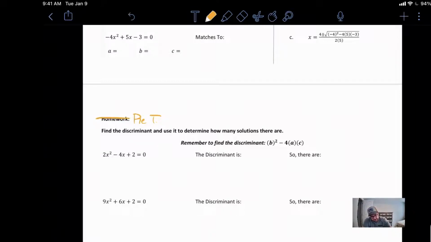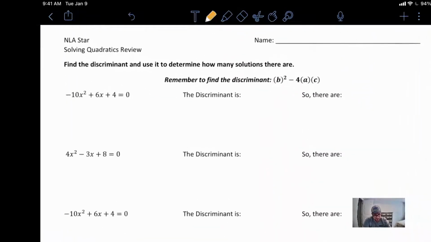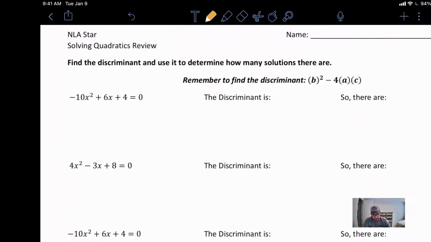This is going to be so darn similar to your actual test that if you can do well on this, you're going to hit that test out of the park. So let's take a look right now. It says find the discriminant and use it to determine how many solutions there are.